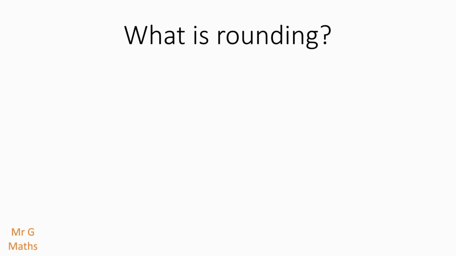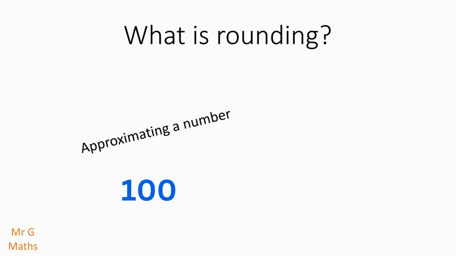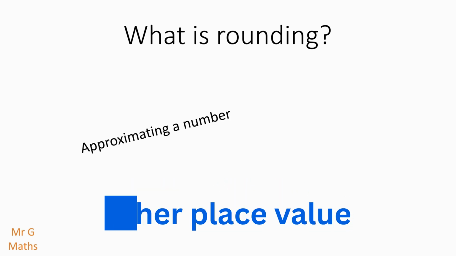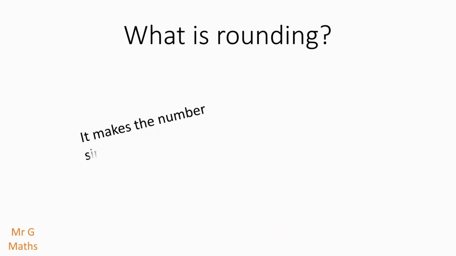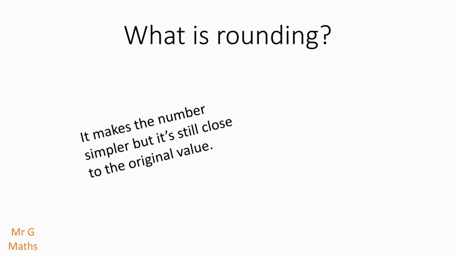What is rounding? Well, rounding is a way of approximating a number by adjusting it to the nearest 10, 100, 1000 or other place value. It makes the number simpler, but it's still close to the original number.